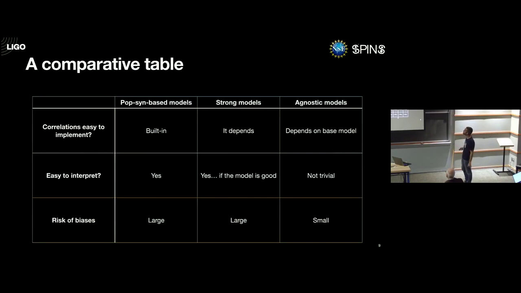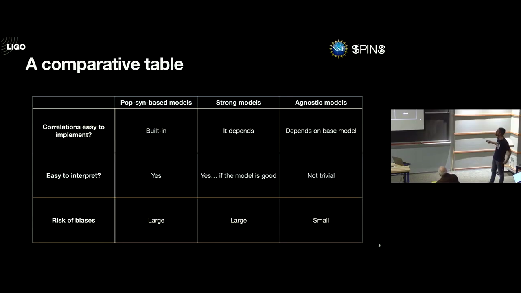Here is my controversial table about what they can do for us, especially focusing on correlations. I have pop-synth approach models, strong models, agnostic models. So the thing I care about for today is, are correlations easy to implement in each of these approaches? For pop-synth, they're just built in. As long as you believe the pop-synth output, of course, the correlations are already there. For strong models, you can bake them in, although it's harder to do this in higher dimensionality. And for agnostic models, it can be pretty easy, especially with Gaussian processes.